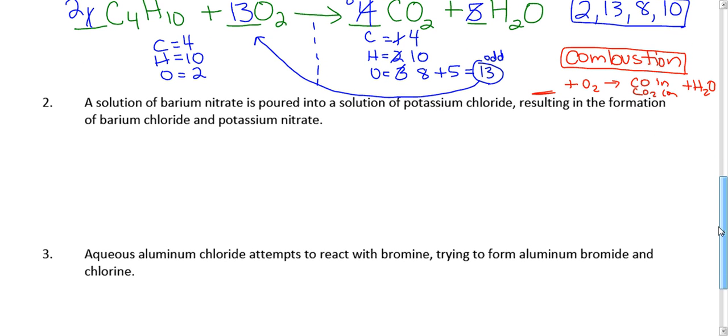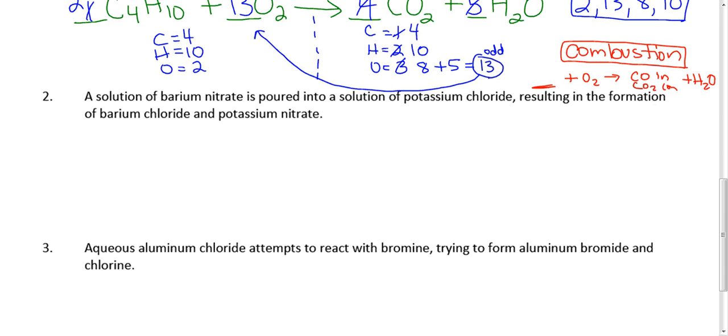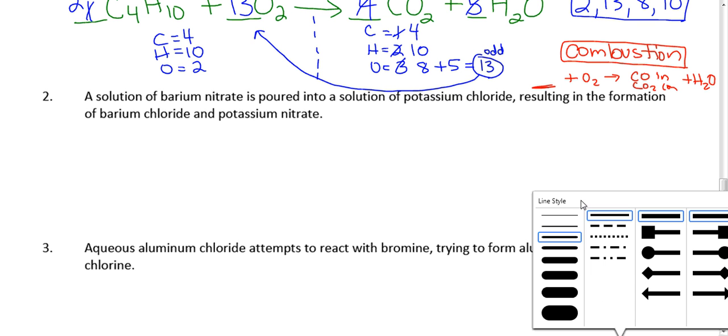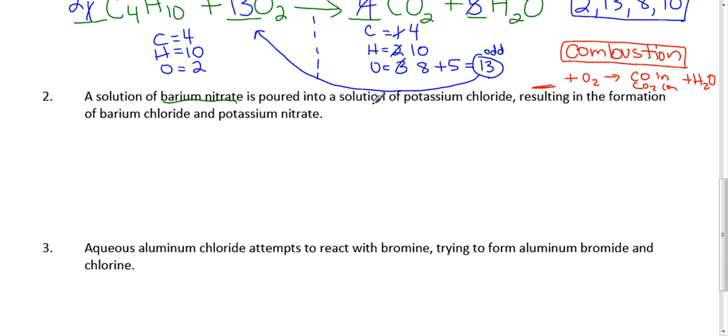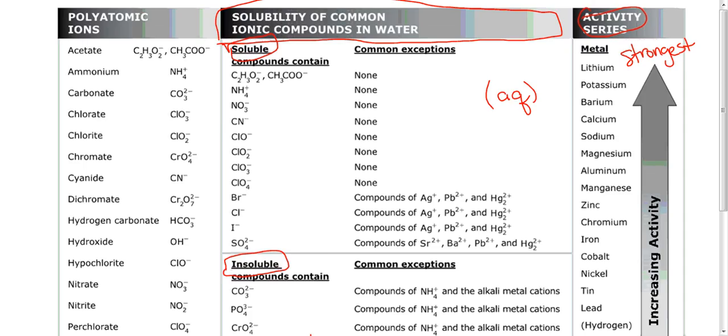Okay. For number 2, we have 2 different chemicals we're starting out with. We're going to have barium nitrate, and it's poured into a solution of potassium chloride. So if we're going to write down formulas for those compounds, we have to figure out what their charges are.